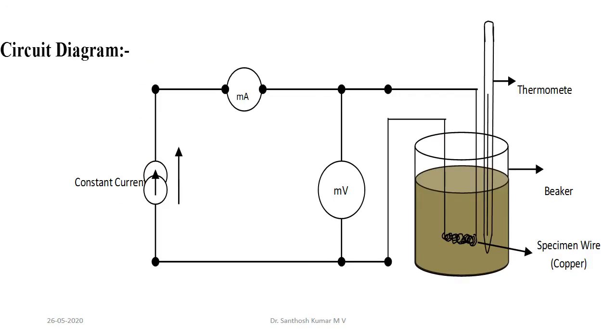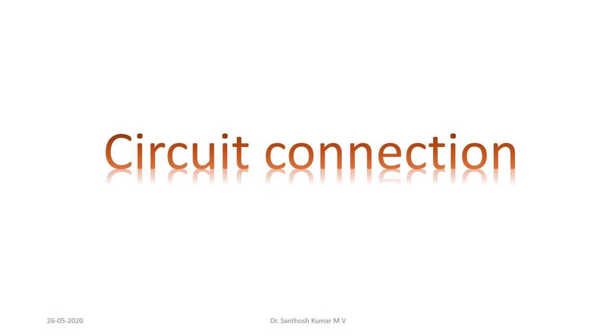Next, this is the circuit diagram. In the circuit diagram you can see that there is a constant current source, the current passes through the milliammeter and goes to the specimen wire, which is copper, placed in the hot water, and then it is back to the constant current source. Across the wire of the conductor we are measuring the potential difference, because we should calculate the resistance of the metal using Ohm's law.